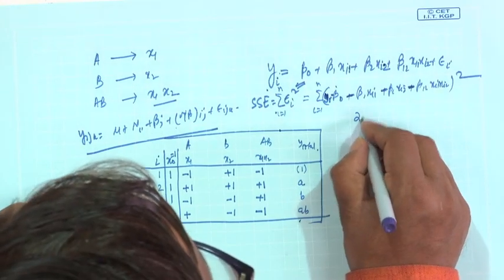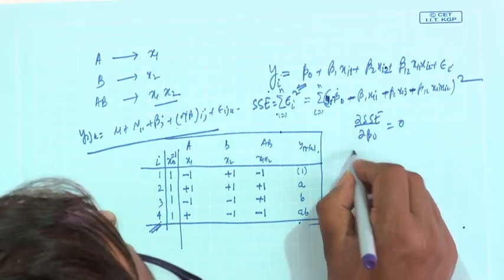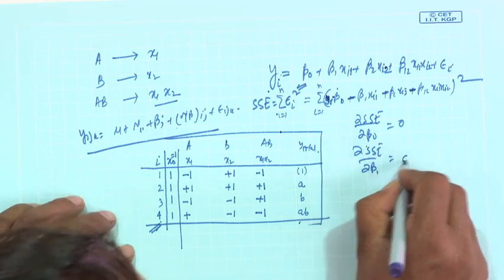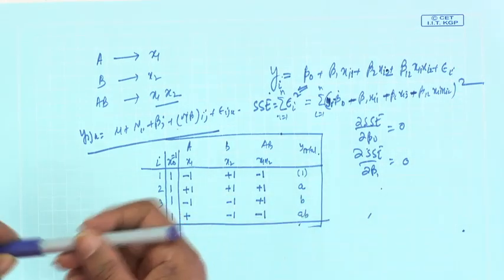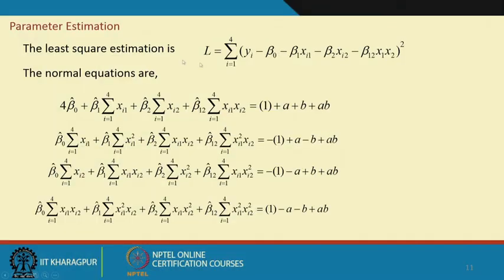So, what you do now, then, is set del SSE by del beta 0 to 0, del SSE by del beta 1 to 0, and in this manner you solve all those equations. The resultant equations are simple, like this. This is my function that is to be minimized, which is basically the SSE.